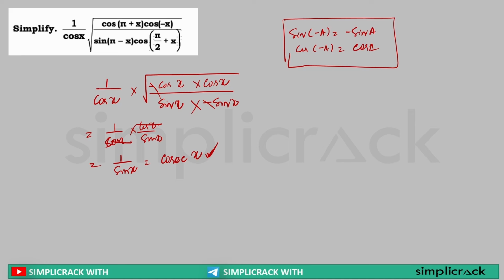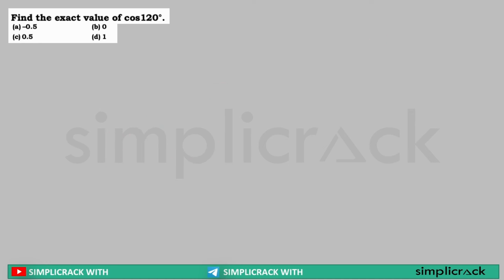Clear? Sir, it is saying find the exact value of cos 120 degrees. This can be written as cos 90 degree plus 30 degree. Sir, this can be written as 90 degree plus theta. So this will be sine 30 degree, but 90 degree plus theta means second quadrant, so it will be minus. Minus sine 30 degree is equal to 1 by 2. So 1 by 2 can also be written as 0.5. So answer is minus 0.5. That is option A. Clear?